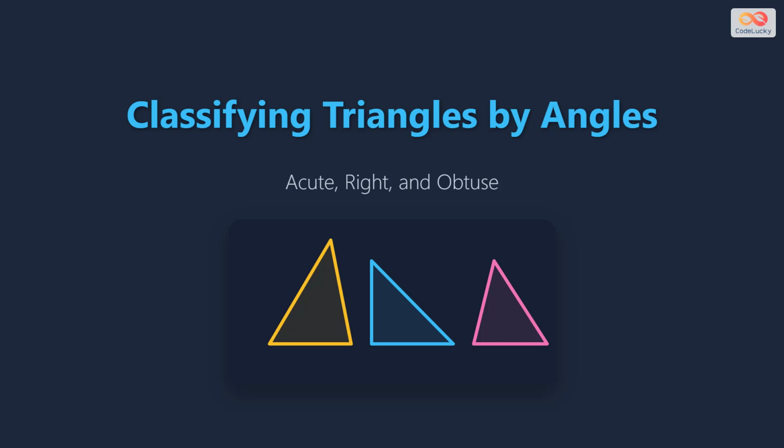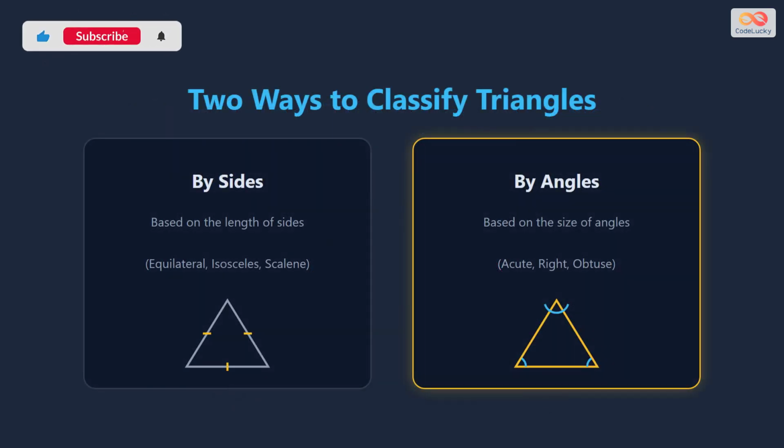Hello and welcome. Today, we are going to learn how to classify triangles based on their angles. We will look at acute, right, and obtuse triangles. There are actually two main ways to classify, or name, a triangle. We can look at the length of its sides, or we can look at the size of its angles. In this video, we are focusing strictly on the angles.